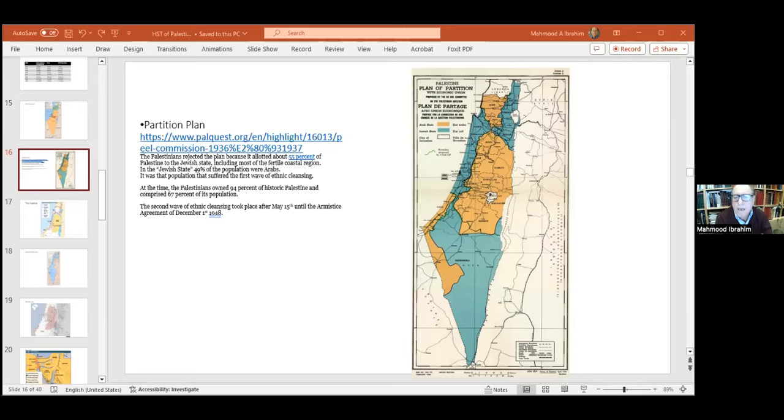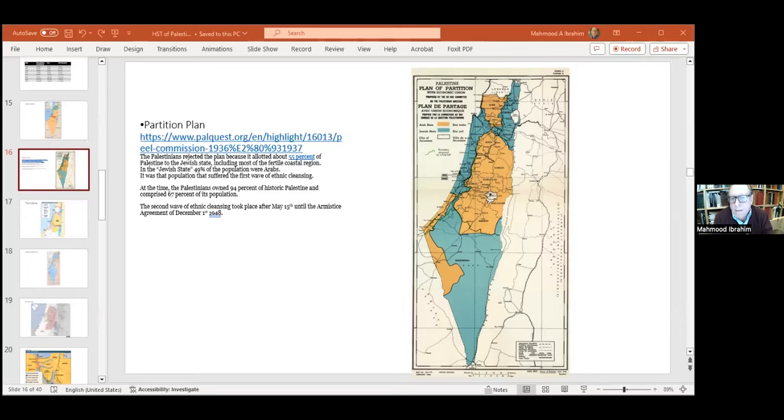So because of its inability to find a particular solution to the dilemma that they themselves put themselves in with the Balfour Declaration and the 1939 White Paper, they gave the newly formed United Nations the responsibility of finding a solution. And the United Nations eventually came up with a partition plan, and you see the map right there on the screen.